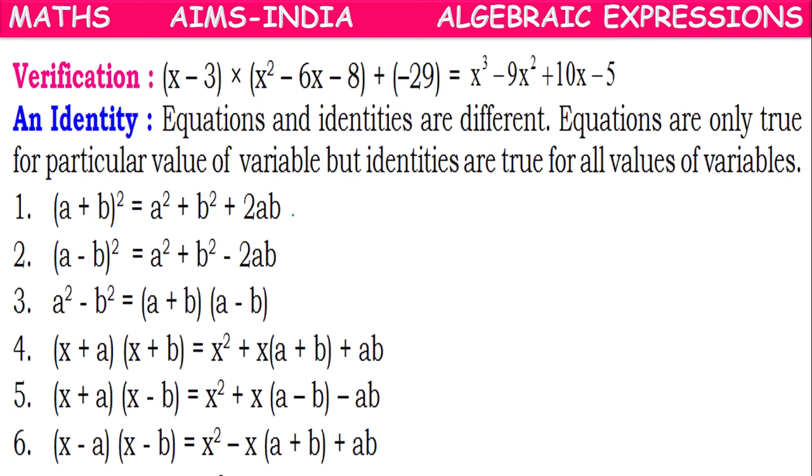That is the difference. a square minus b square: if you have individual squares and their subtraction, it is equal to the product of (a plus b) into (a minus b).